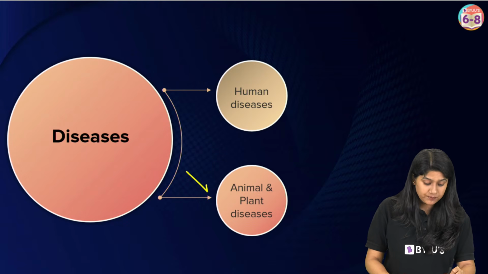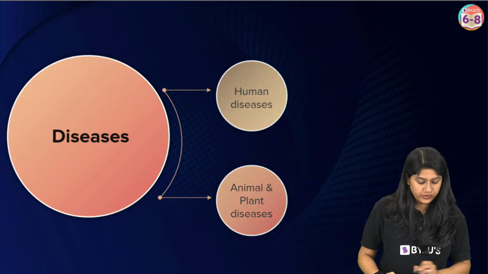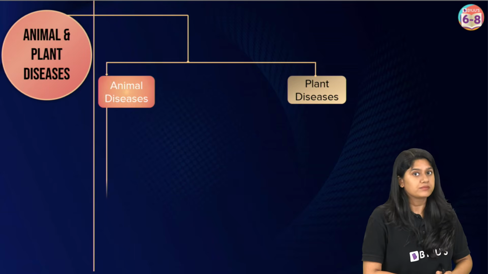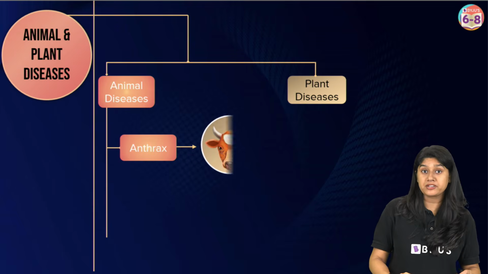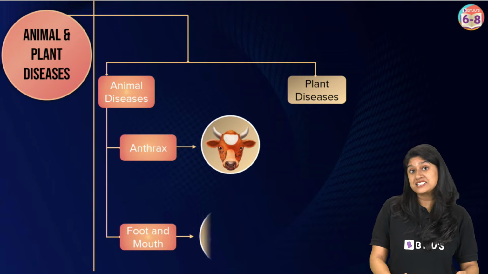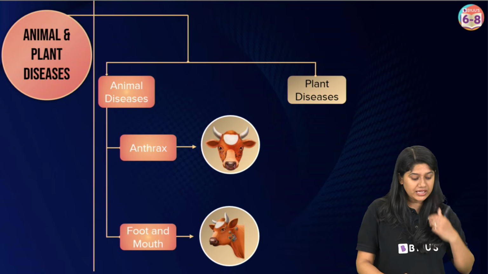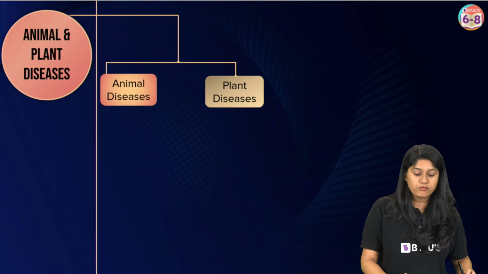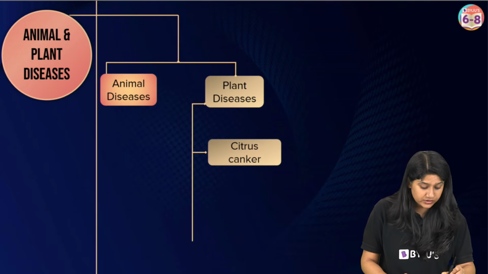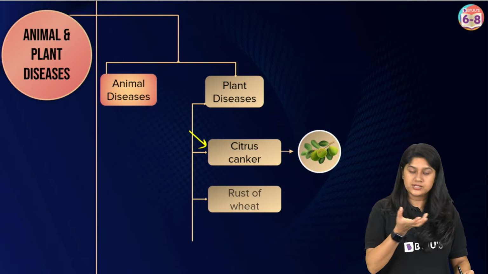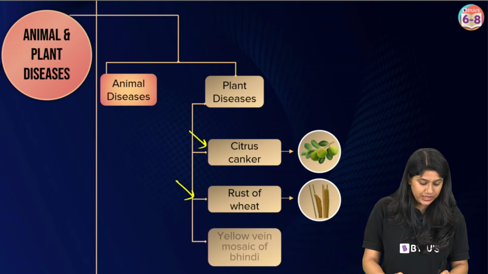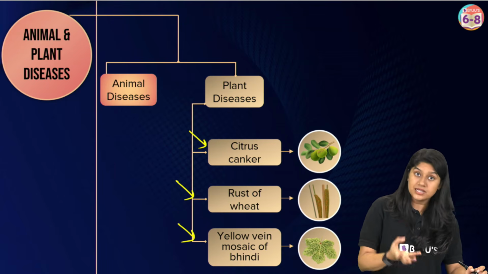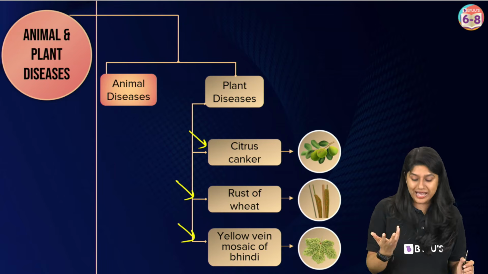Now we'll be moving ahead to the animal and plant diseases. We'll discuss animals first. Animals also get infected by various pathogens, and pathogens are the organisms that cause disease. Here we have anthrax, and of course foot and mouth disease in animals. In plants we have various diseases, like citrus canker in citrus, of course in lemon trees, rust of wheat in wheat, and yellow vein mosaic of bhindi. These are plant diseases caused by various microorganisms.